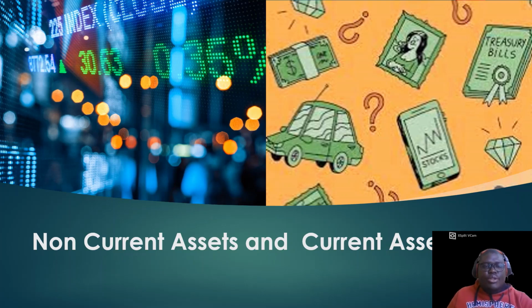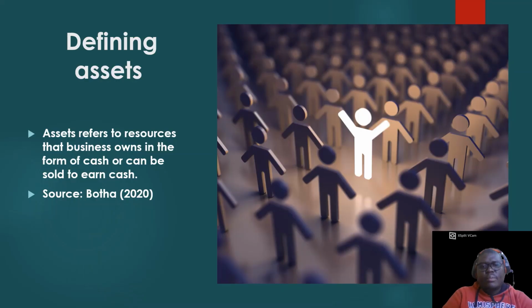Today in our lesson, we're going to be talking about non-current assets as well as current assets. Before we start by explaining our two main concepts, we firstly need to understand in general what we are talking about when we talk about assets. Assets are the resources that are owned by the business. And these resources can sometimes be in the form of cash, or sometimes they can be in other commodities that can be converted into cash.